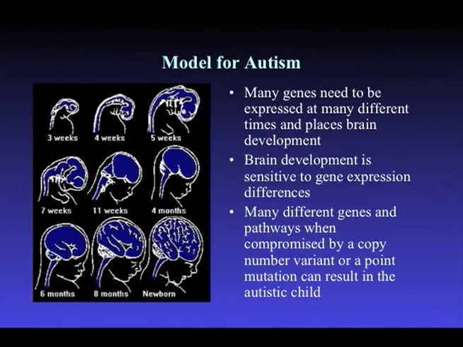This is our working, simplified model of autism. Many genes need to be expressed at many different times and places during development. Brain development is, in particular, probably at very specific stages during development, sensitive to gene expression differences. Many different genes and pathways, when compromised, probably in combination in some cases, and sometimes by solo, either by a copy number variant or a point mutation, can result in a child with autism. So this is the model that we're going forward on.